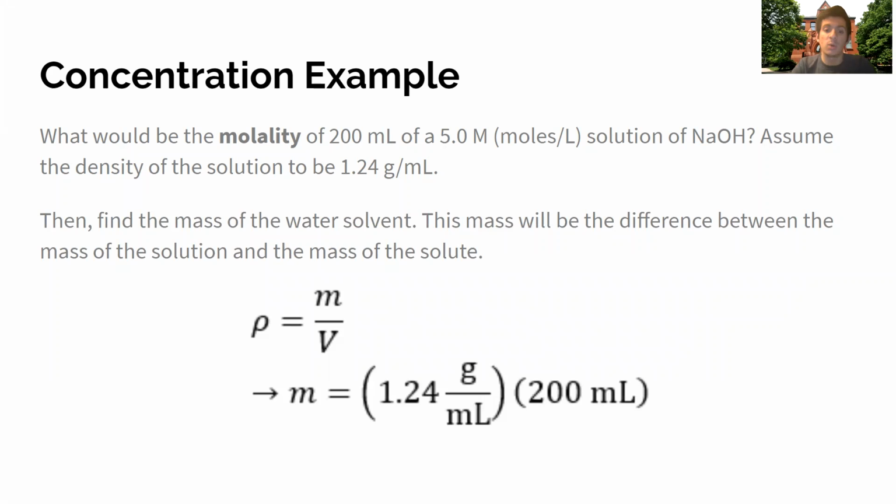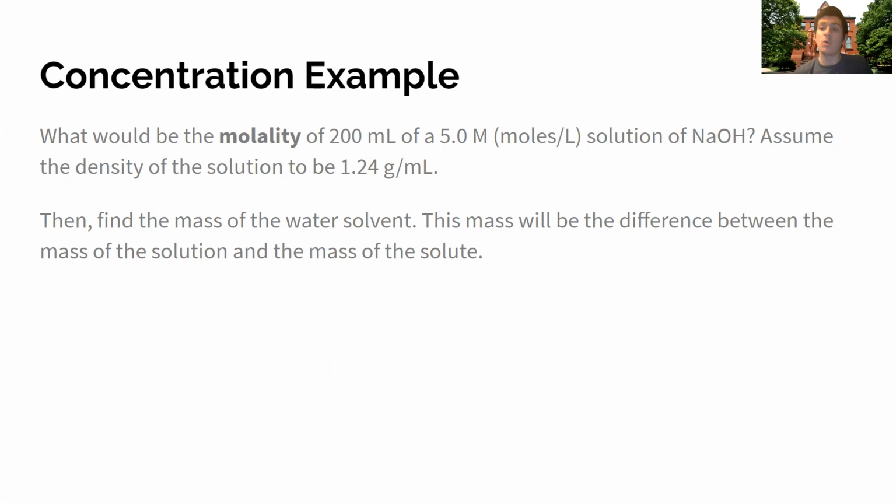So we have our density, 1.24 grams per milliliter. We can multiply it by the volume of our solution, which is 200 milliliters. Doing that will cancel out the milliliters, leaving us with 248 grams of solution. That's the total mass. Now we can find the mass of the solute by itself.